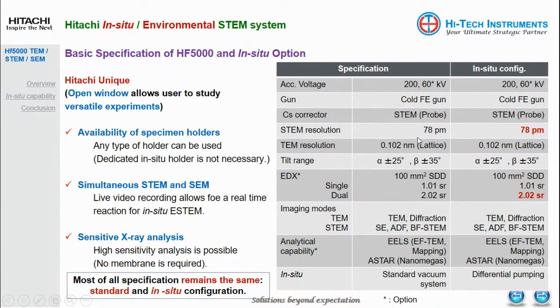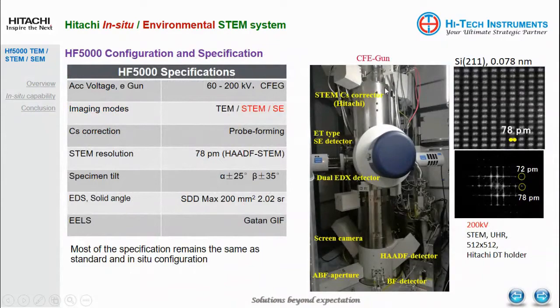The STEM resolution is 78 picometer. When you do in-situ with gas induced, you still can achieve 78 picometer for atomic resolution imaging. All remains the same because of the lab in-gap design. And this open window allows the user to insert different kinds of specimen holders, and you can simultaneously observe STEM and SEM, and you have sensitive X-ray analysis. So that is how the setup works.